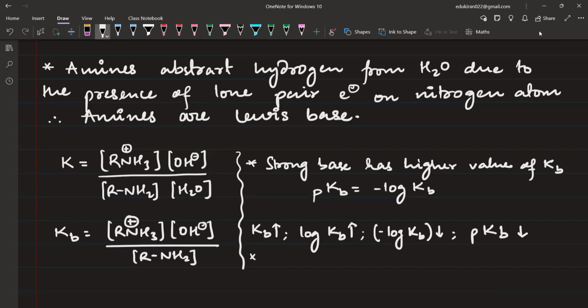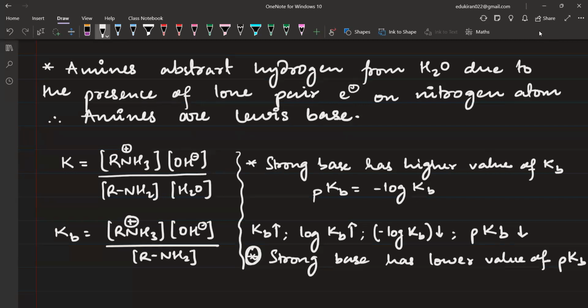And that is why I will say that a strong base has a lower value of pKb. This is more important because generally the question you get will be relative to pKb, okay? Even though Kb is very intuitive to understand, in pKb the relation is negative. That is why a strong base will have a lower value of pKb.